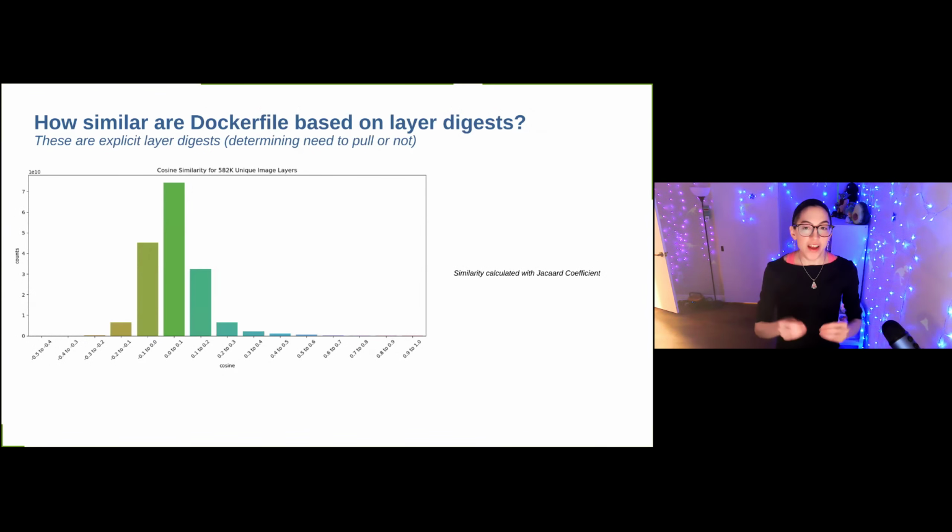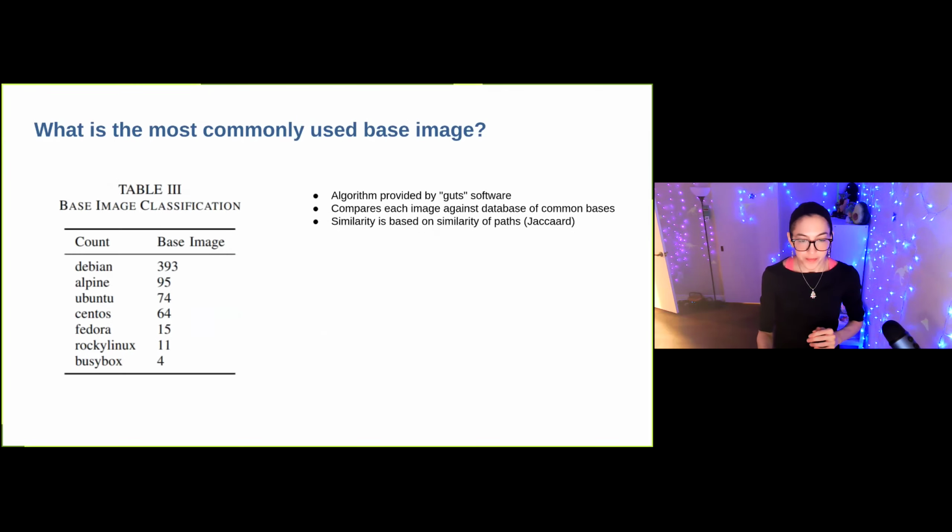Now, what if we look at the digest? To step back, each layer has a content digest, and that's what determines if it needs to be pulled again. Because if you have two different images with the same digest, you can basically cache that. You don't have to pull it again. And the story is kind of the same: the layer digests are not very similar.